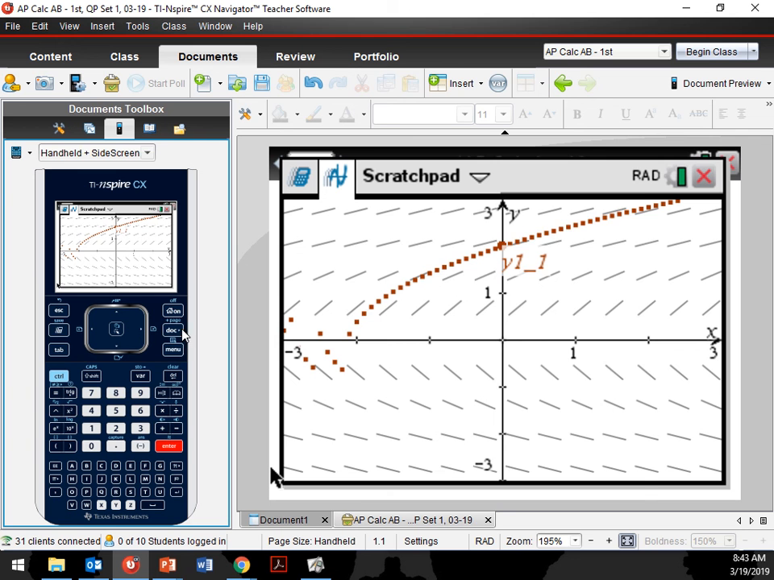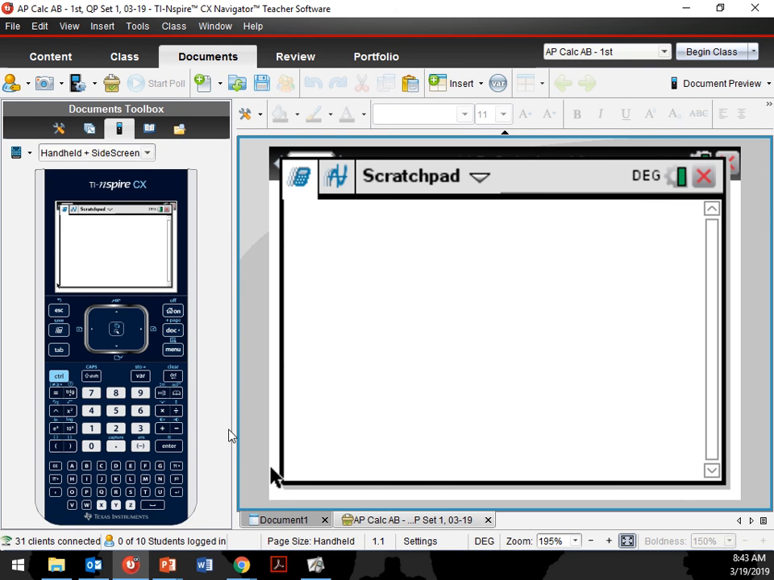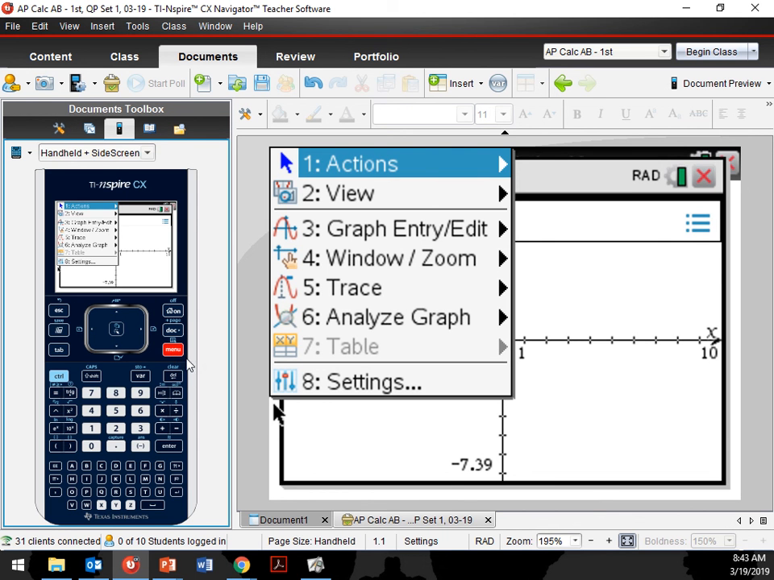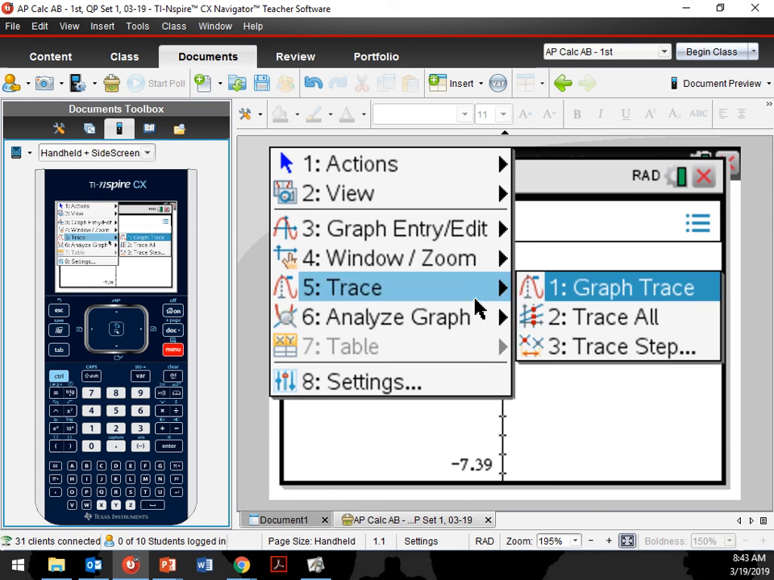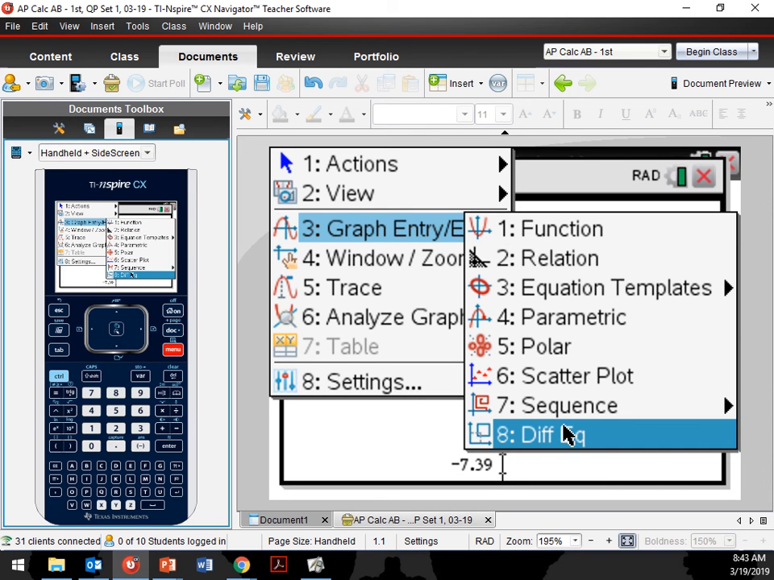So I'm going to doc B right now so you guys can see this again. So doc B, go to my graph. Now, what am I entering? Menu. Okay, graph entry. Yes, differential equation. I know you're writing that down because it's going to be so important later.